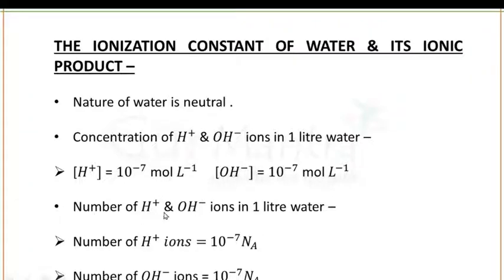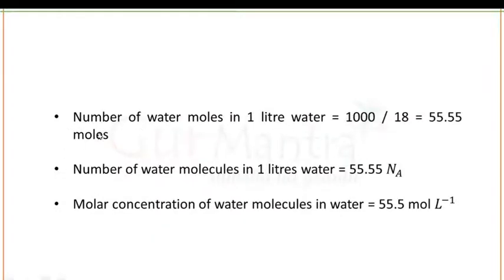If you talk about the number of H plus and OH minus ions in 1 liter of water, then the number of H plus ions and OH minus ions will be equal to 10 to the power minus 7 Na. Now what is Na? Na is the Avogadro number. Now, the number of water moles in 1 liter of water. To calculate the moles of water in 1 liter of water, 1000 divided by 18. Why? Because to calculate the number of moles, you require given mass divided by molecular mass. Then the number of moles will be equal to 55.55 moles.